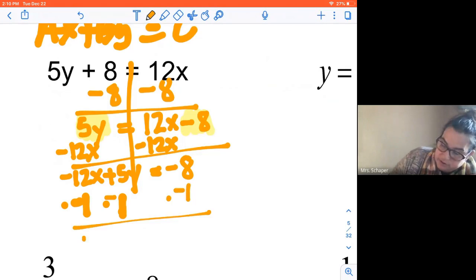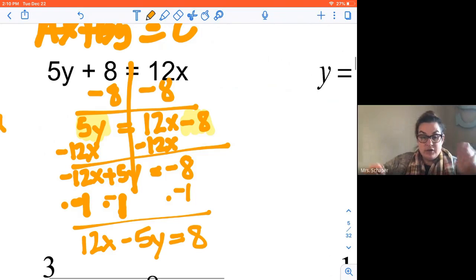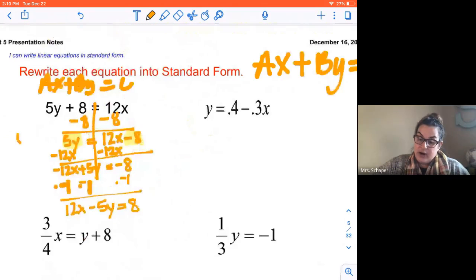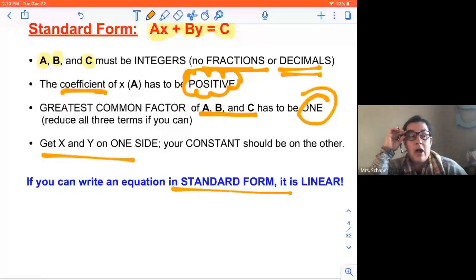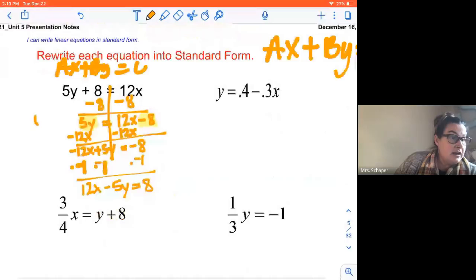So I end up with 12x minus 5y equals 8. All right, so then I got my second bullet point done. Now, the greatest common factor has to be 1. So that means there shouldn't be anything I can divide out of all 3 numbers. So I can't divide anything out of 12. I can't divide anything. Nope.